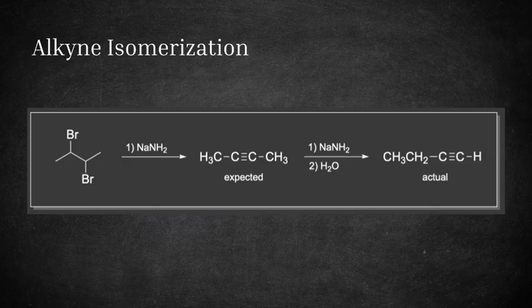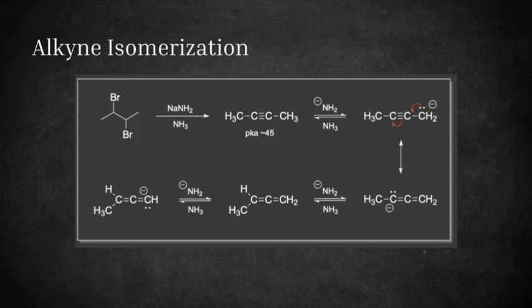Let's explore the reasoning behind this isomerization by examining the energetics of alkyne isomerization in the presence of sodium amide, NaNH2. In the first step, the double elimination initially produces the internal alkyne as expected. The pKa of the CH bond adjacent to the triple bond in internal alkynes is approximately 45, making deprotonation by sodium amide NaNH2 a relatively unfavorable reaction.